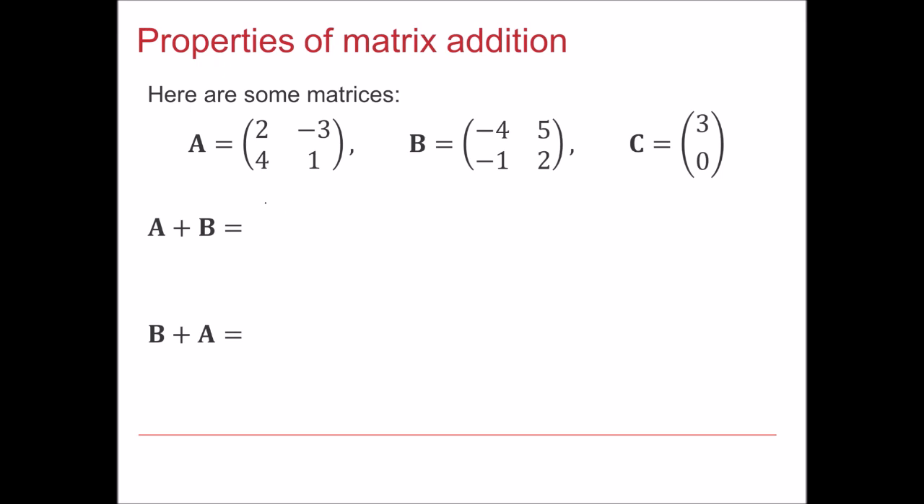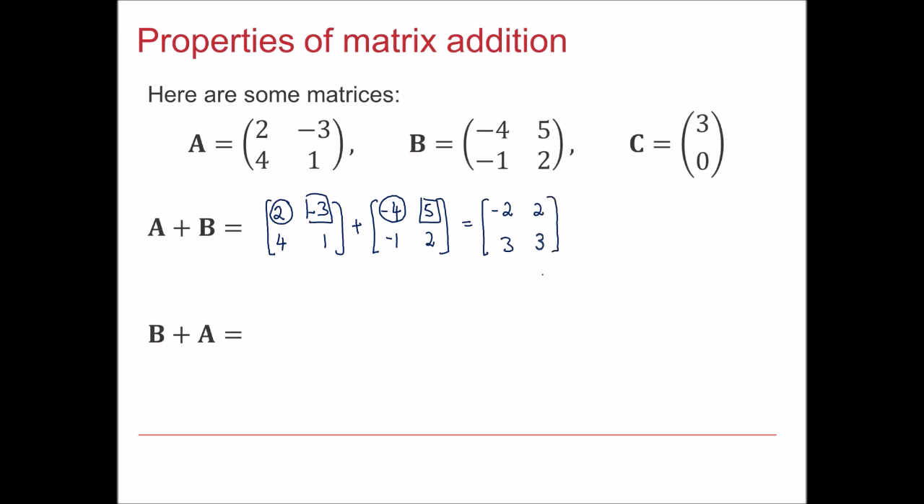Adding matrices is very straightforward. If I want to add matrices A and B, I just take each element in turn and add it to the corresponding element in the second matrix. So in the top left I've got 2 add minus 4 is minus 2. Top right, minus 3 add 5 is 2. And then bottom left, 4 add minus 1 is 3 and 1 add 2 is 3.